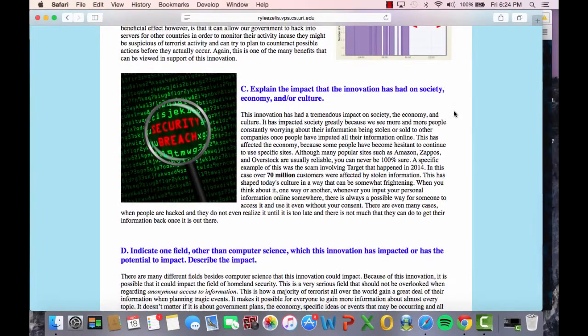I also wanted to explain an impact that the innovation has had on society. What came to my mind right away was last year's example where Target had over 70 million customers affected by stolen information. This has shaped today's culture in a way that can be somewhat frightening. When you think about it one way or another, whenever you input your personal information online somewhere, there's always a way someone can access it.